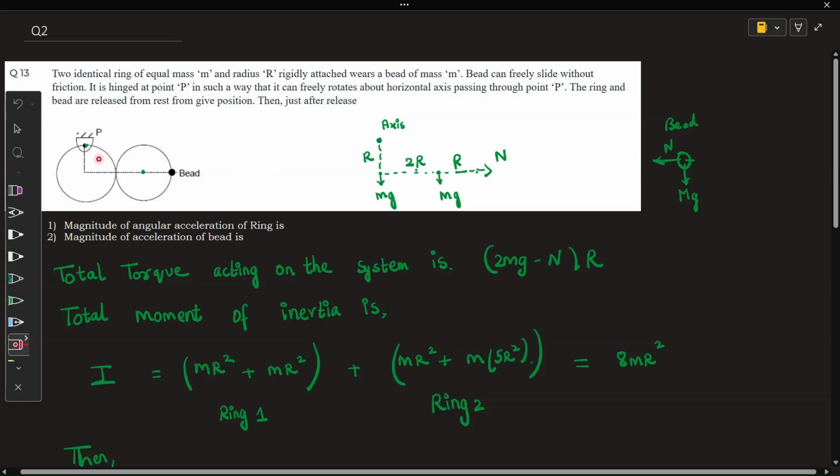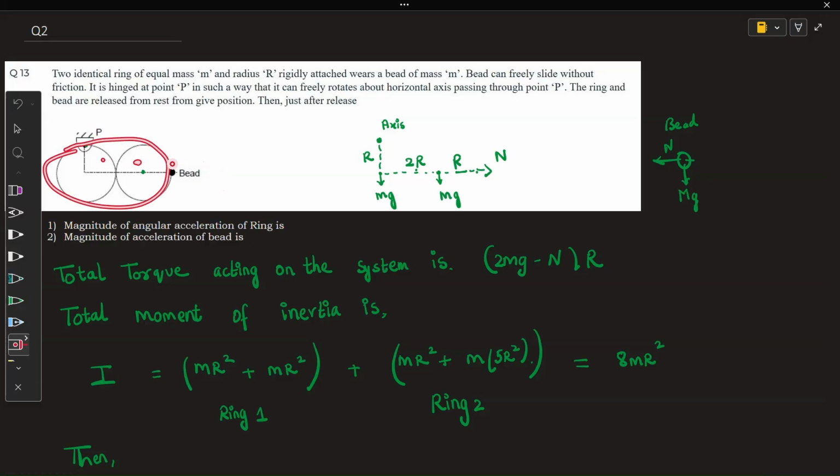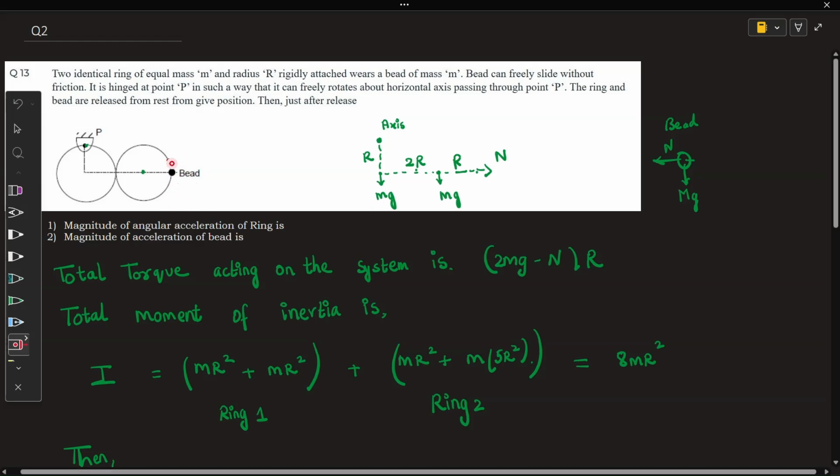I'm considering these two as a single system, a single body, and this bead is simply attached with it. I'm not considering it as a part of the system because it moves relative to this. The bead experiences some sort of normal reaction in this direction, so that at last it comes to a position here. Anyway, there is gravity downward, and there is some force which is responsible for taking it to the left.